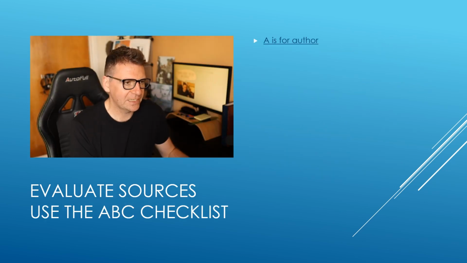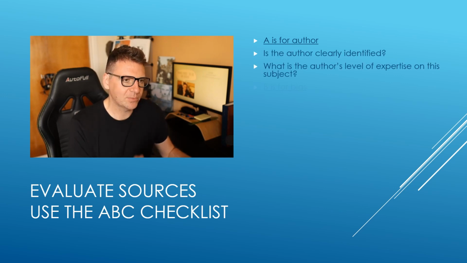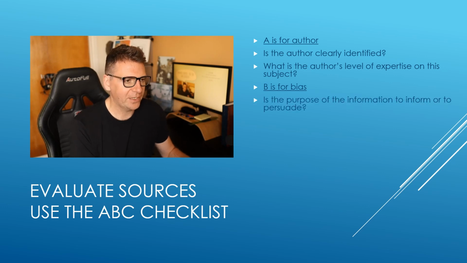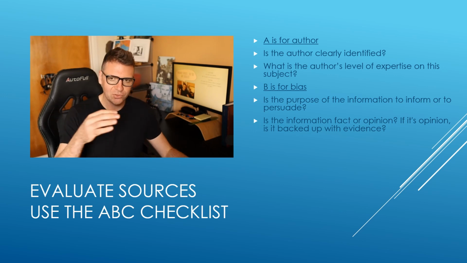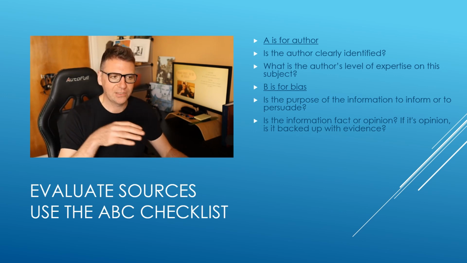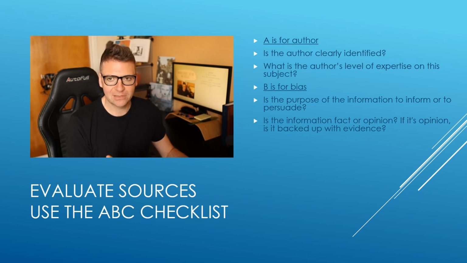Okay. Another thing is the ABC checklist. A is for author. Is the author clearly identified? What is the author's level of expertise on the subject? B for bias. Is the purpose of the information to inform or to persuade? It's very important. This is going to distinguish your classic academic text from your modern YouTube videos. What is the agenda behind it? Okay. Do not bring the YouTube talking point generational stuff into the academic stuff. Most academic texts do not have agendas in the same way that YouTube videos that are researched have agendas.